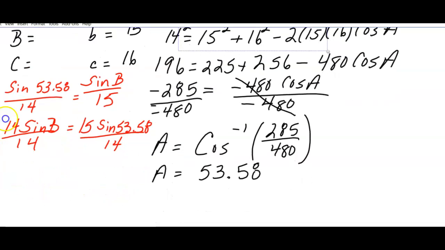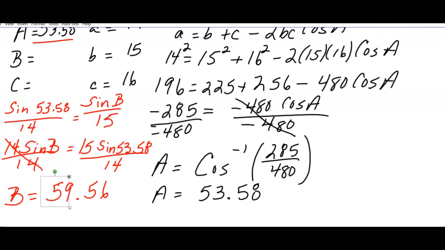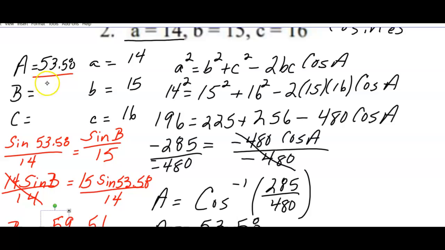And then you're just going to punch this in your calculator. You're going to do sine inverse of this whole side here. And you get 59.560. So we'll go 59.56. And that is angle B. And then we need angle C. So all you're going to do is subtract the 2 that you found from 180. 66.86.